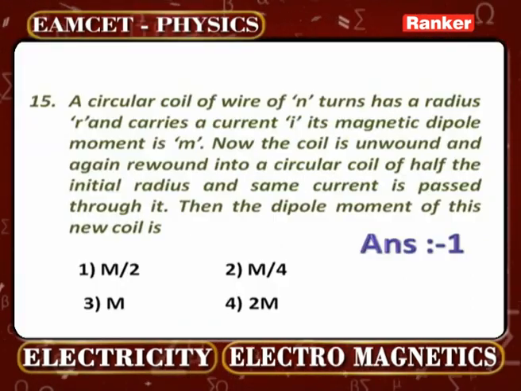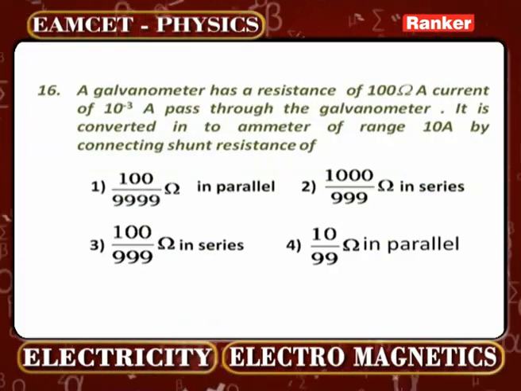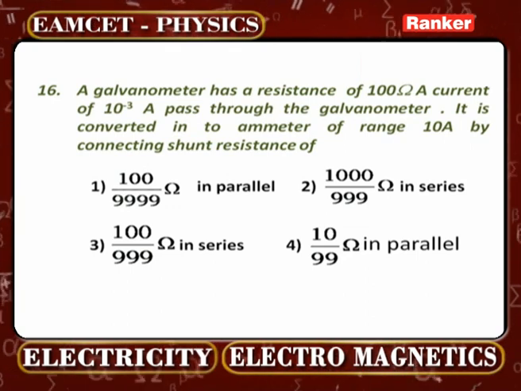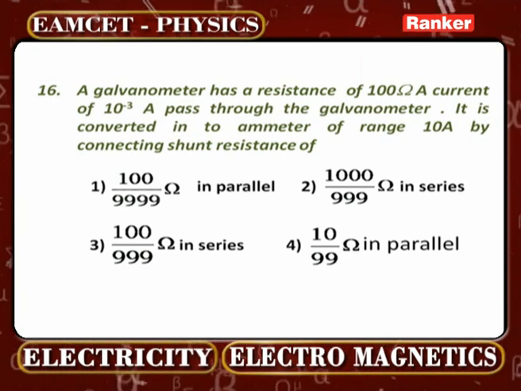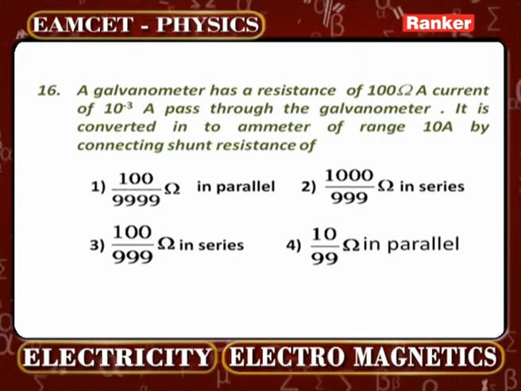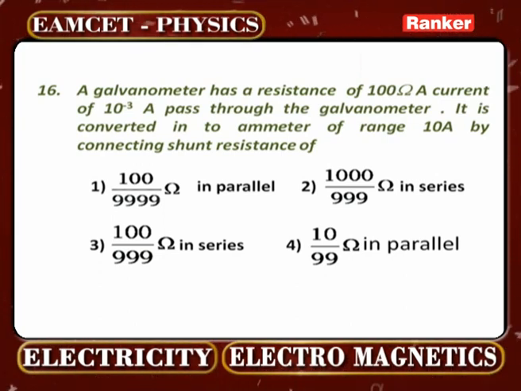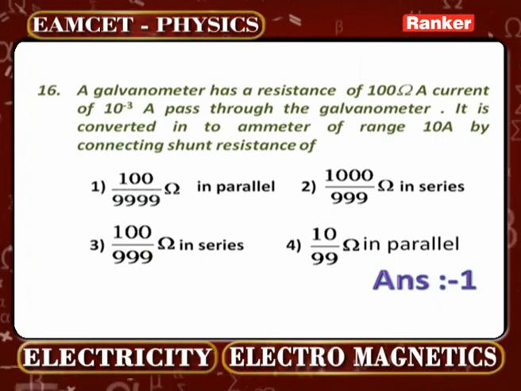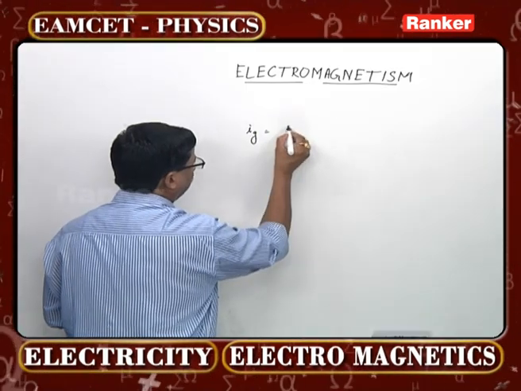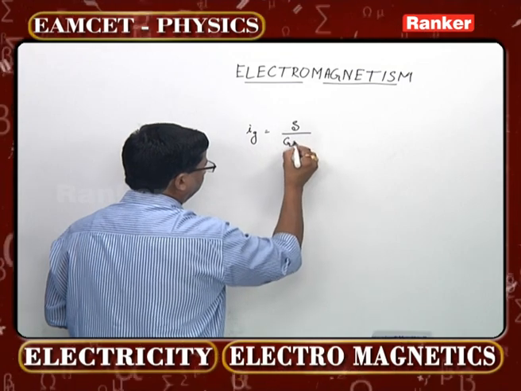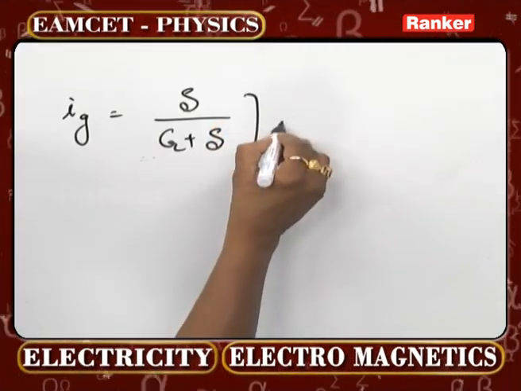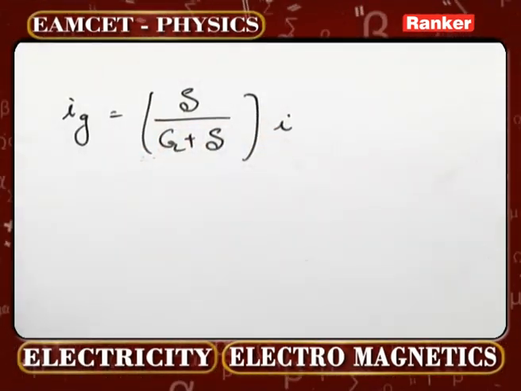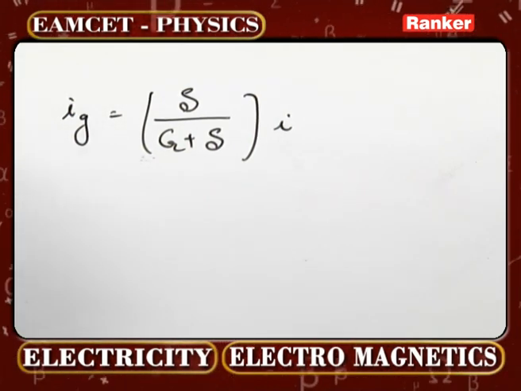Look at the next problem, 16 this time. A galvanometer has a resistance of 100 ohm. A current of 10 power minus 3 ampere passes through the galvanometer. It is converted into an ammeter of range 10 ampere by connecting a shunt resistance of. Already I have briefed you the formula. Current through galvanometer Ig is equal to S by G plus S into I. S is the shunt value of resistance and G is galvanometer resistance.